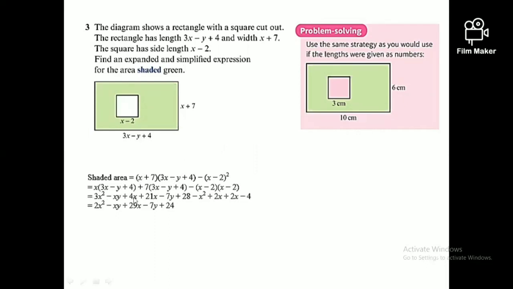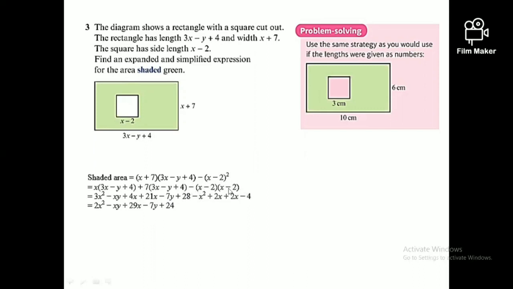X into minus y is minus xy. X into plus 4 is plus 4x. Then 7 into 3x is 21x. 7 into minus y is minus 7y. 7 into 4 is 28. Minus, then you have to expand this bracket too.